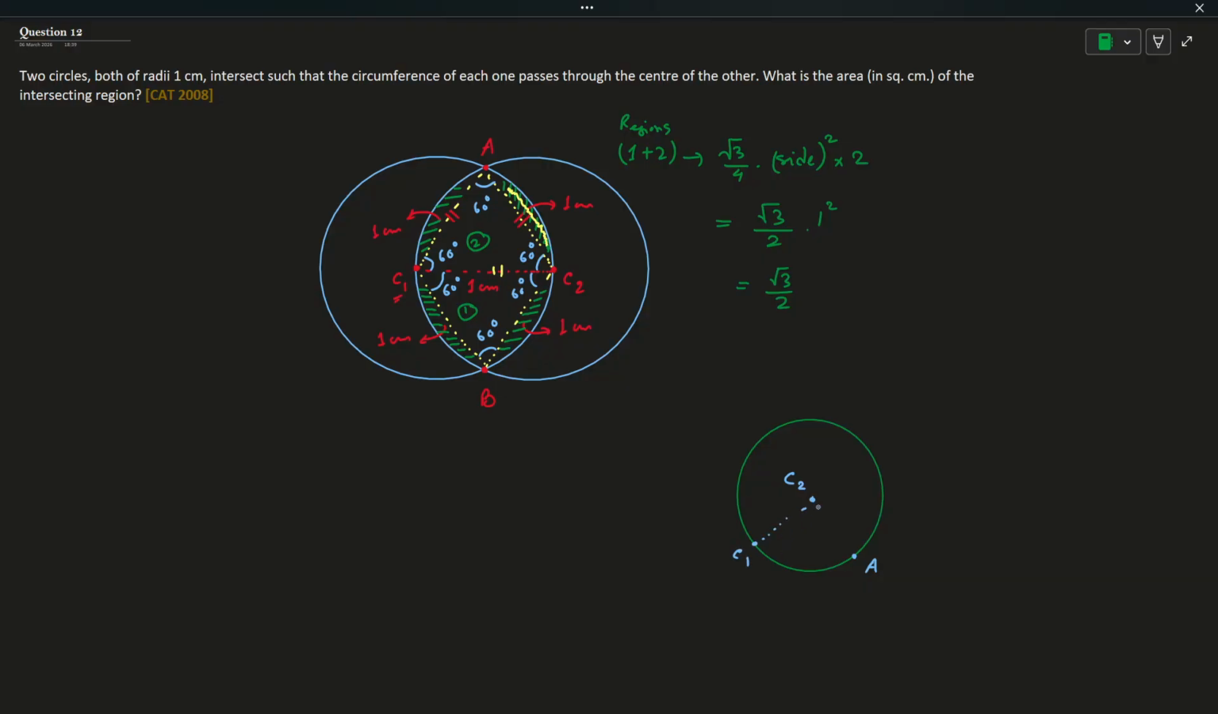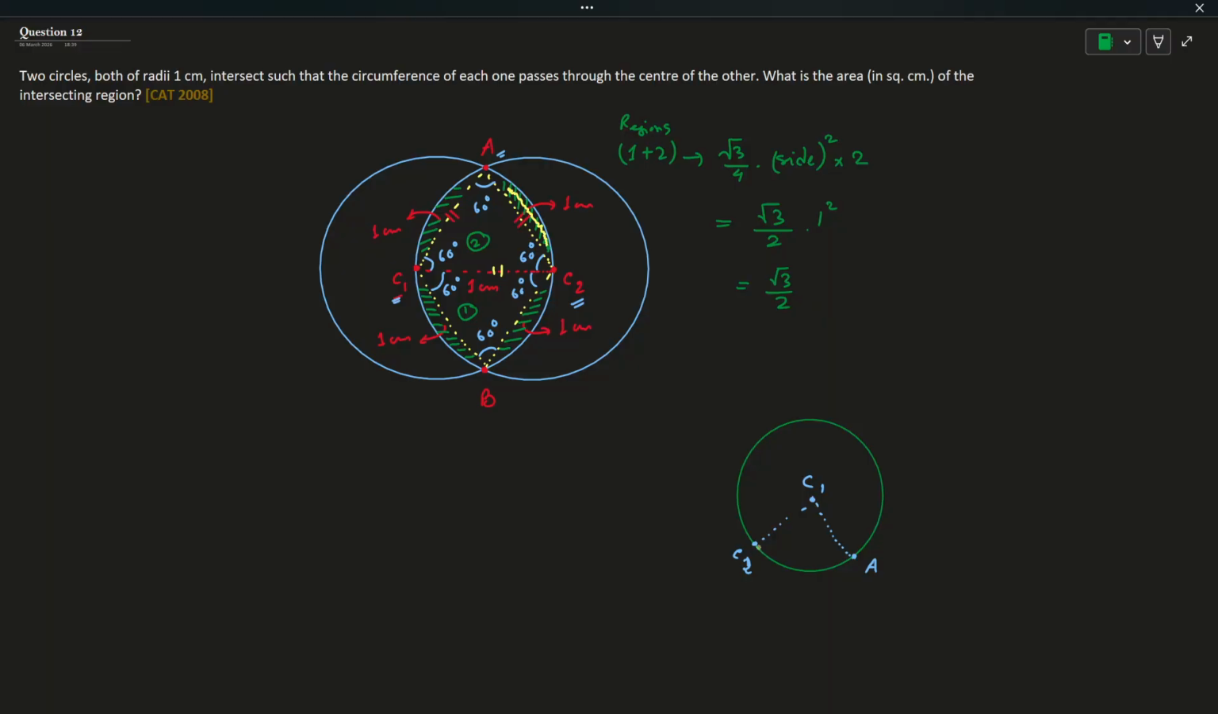So if I join this, okay, my bad, this will be C1. I am considering the circle C1. So this is C2, this is C1. If I consider the first circle, guys, C2 and point A, both these points are on the circumference of the circle whose center is C1. So C1, C2, A.